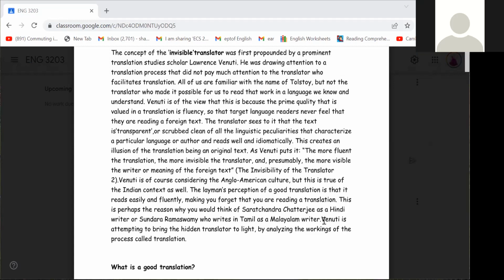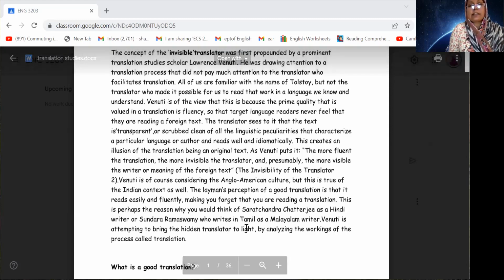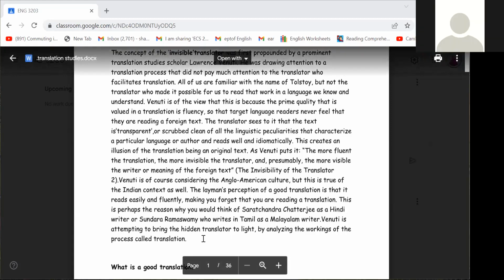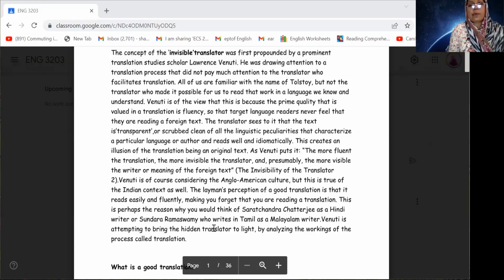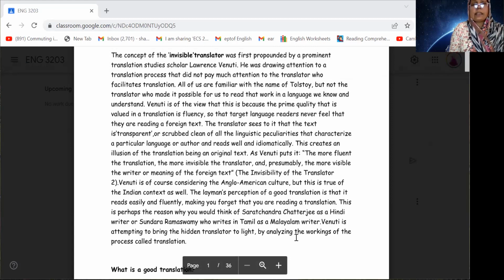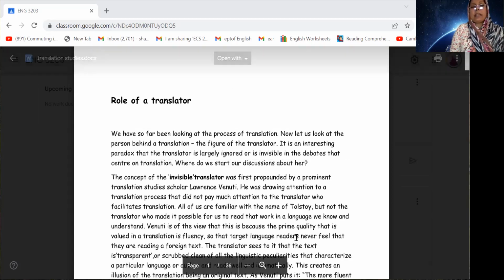Okay. So Venuti is attempting to bring the hidden translator to light. Through these references, we want to say that some translators can become invisible. We don't feel the translators, but we feel the original writer. We forget about the translation. That is the role of a translator: he remains invisible.